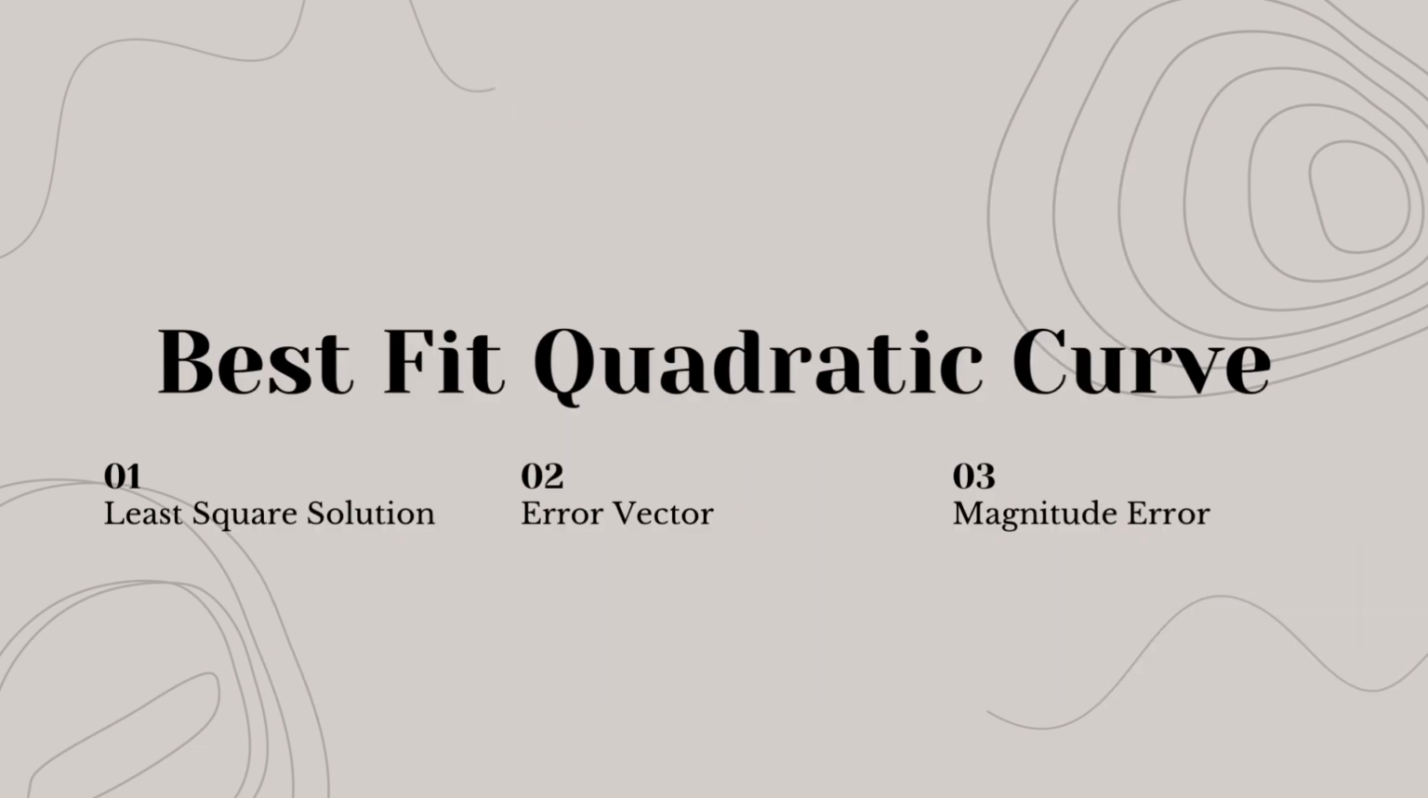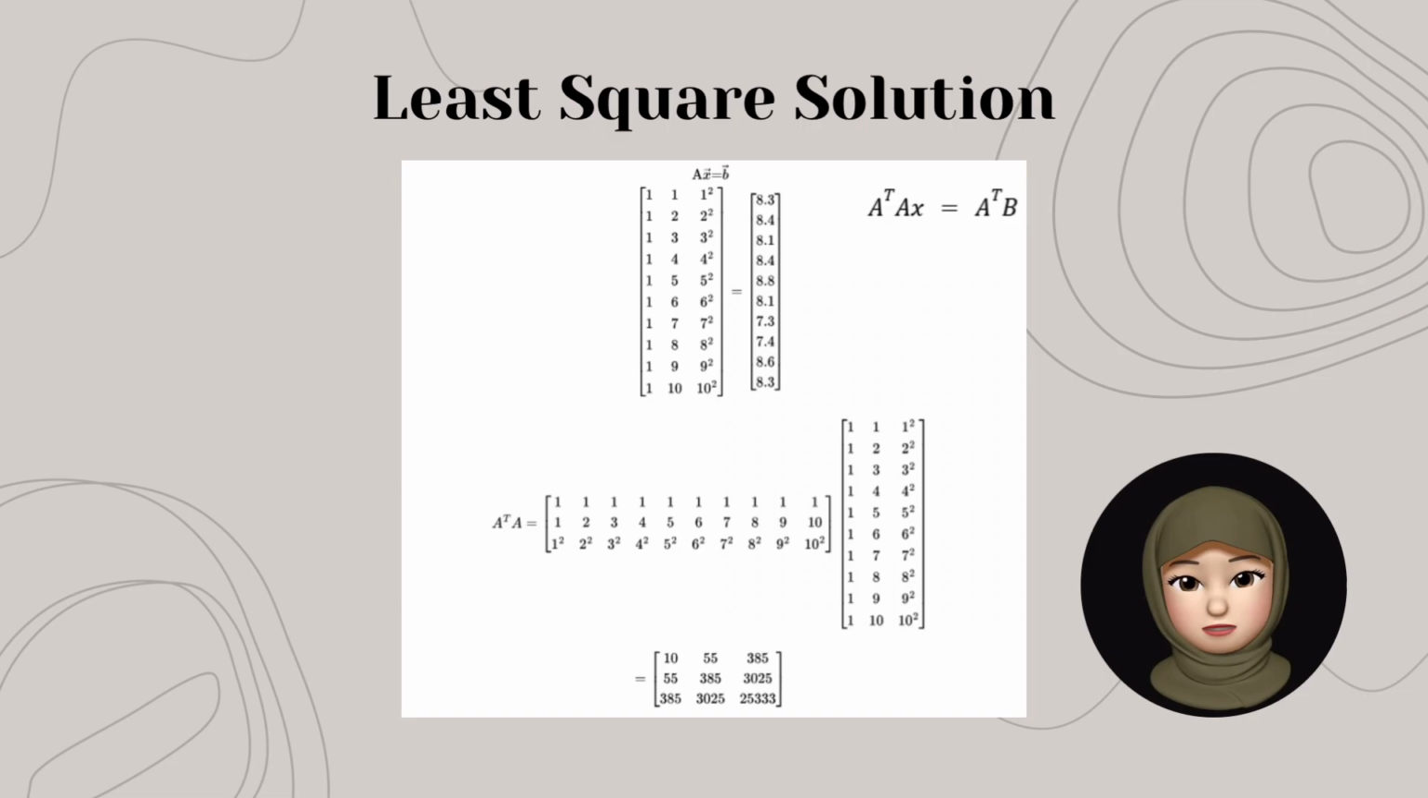In the best fit quadratic curve, we have shown the calculation of the least square solution, error vector, and magnitude vector. For the least square solution, we have to use the normal system to solve A transpose A equal to A transpose B. Matrix A contains the independent variable in rows, which is time, and vector B contains the observed values, which are the rate of early childhood death. Then we have to compute matrix A transpose multiplied by matrix A. The result will form a symmetric square matrix.